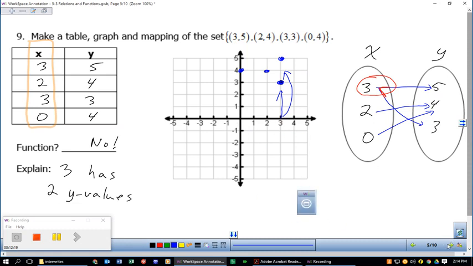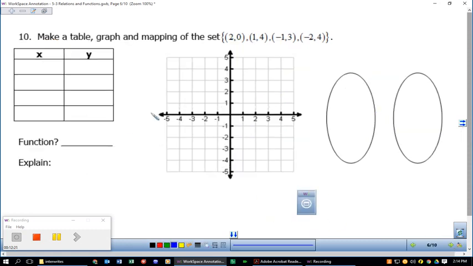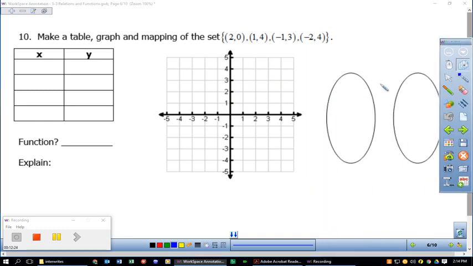Okay, let's look at number 10. Make a table, graph, and mapping. By the way, this is called a mapping right here. 2, 0, 1, 4, -1, 3, and -2, 4. None of the x's repeat. This is a function.